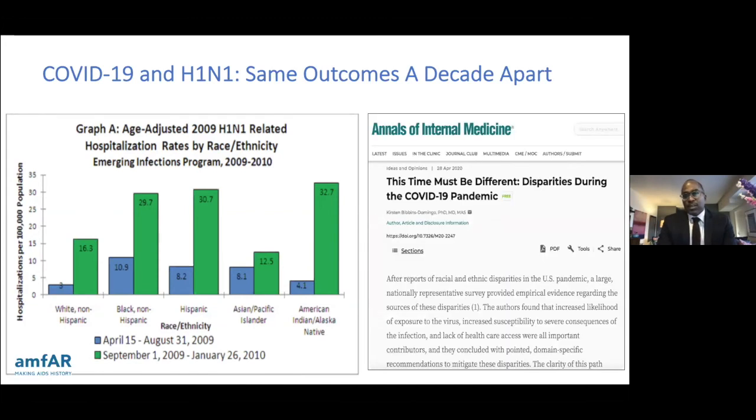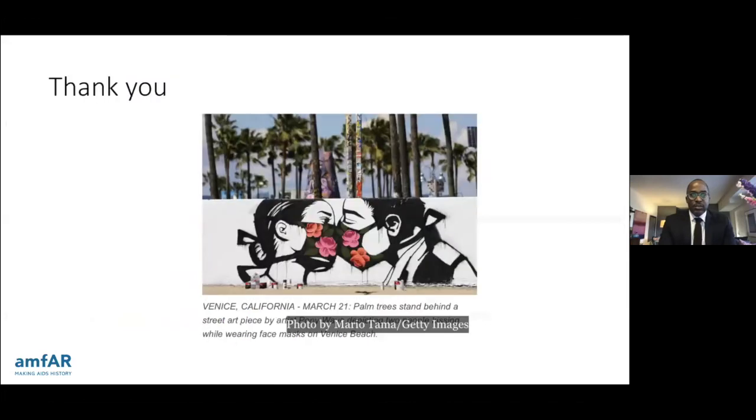And at the beginning of COVID-19, there were papers being written in Annals of Internal Medicine saying that we hope that this time would be different in addressing some of these racial and ethnic disparities with the pandemic, given what we had already seen with H1N1. But with the data that I just showed to you, unfortunately, we haven't. And communities of color are really bearing the brunt of COVID-19 in the US.